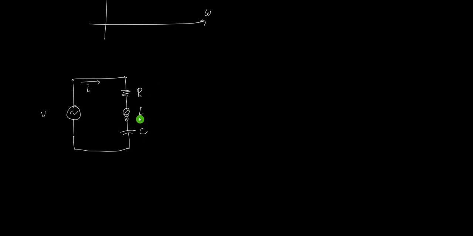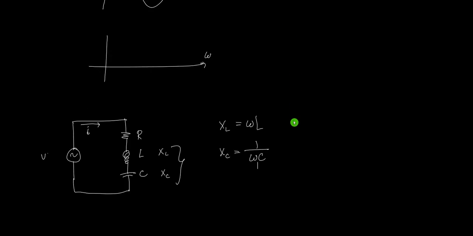The other parameters are the reactances of the inductor and the capacitor. So here we have XL, here we have XC. And these two change with respect to frequency. Because if you remember the formula for the reactances, for XL, the formula is just equal to omega times the inductance, while for XC, this is 1 over omega C. And omega is, we know, 2 pi F. So if we change the frequency, what happens to XL? What happens to XC?